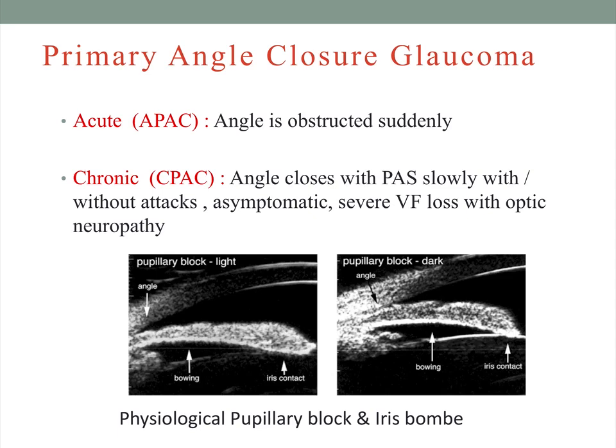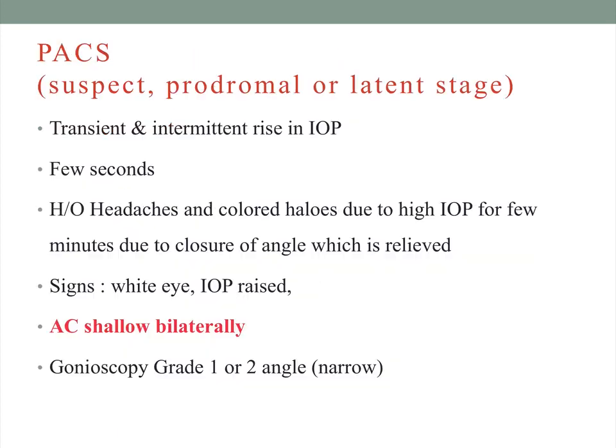This is a UBM picture showing the relative pupillary block and iris bombé. In the second picture on your right, there is a condition in dark, that is when the pupils are semi dilated, the iris is in contact with the lens and there is bowing of the iris, that is collection of aqueous behind the iris, which leads to the angle crowding or closure. So this is also showing the mechanism of narrow angle glaucoma.